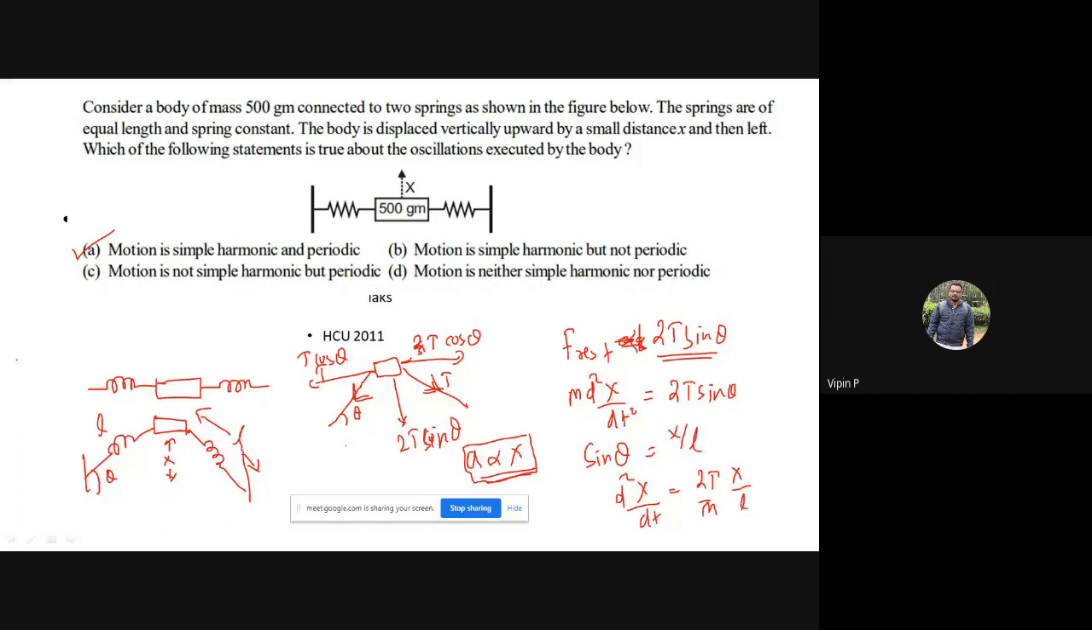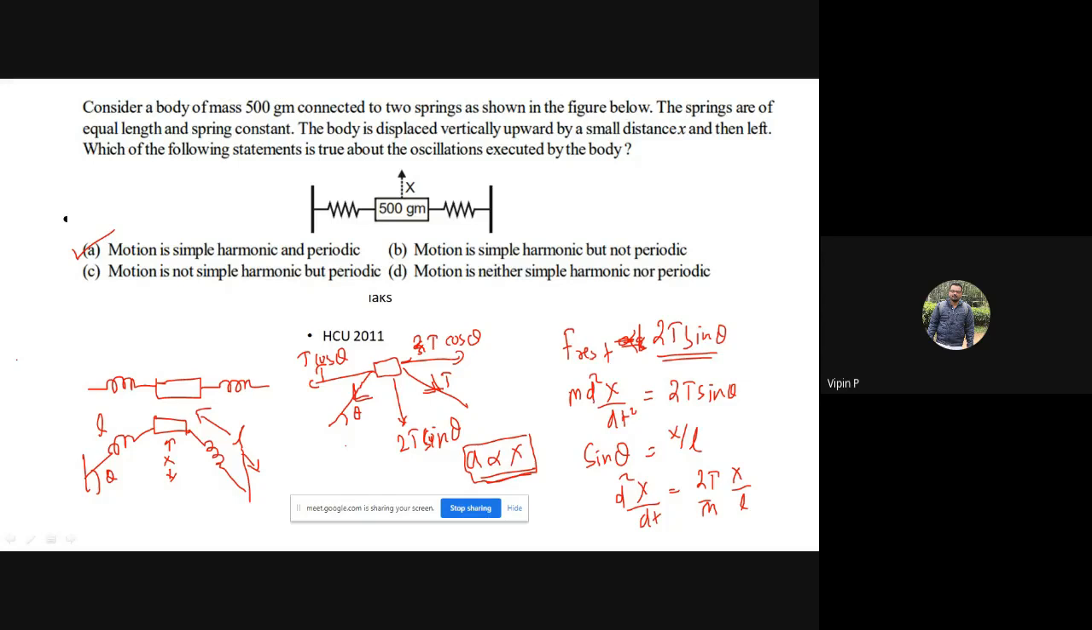So I told you in the beginning itself that this nature of acceleration being proportional to the displacement is a typical feature of simple harmonic motion. So in many of the problems, you just have to check if the acceleration is proportional to the displacement.